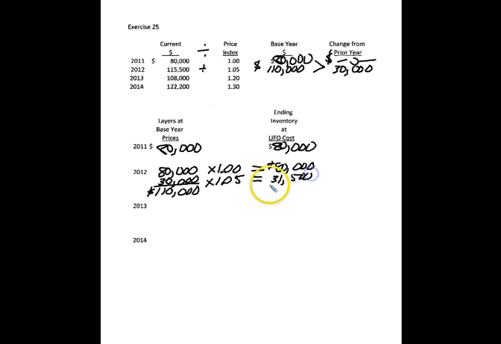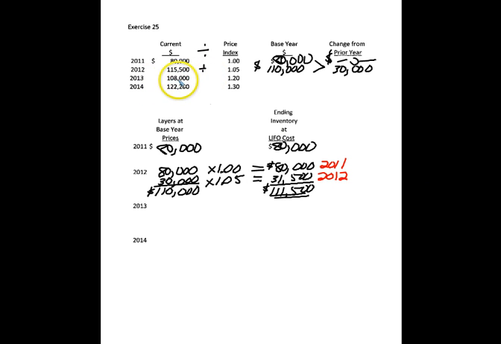And when I extend that over, that's 31,500. So if I add those up, my dollar value LIFO is going to be $111,500 for 2012. So again, it's like we have two layers, one from 2011 and then the other layer from 2012. Okay. All right, let's go to 2013.